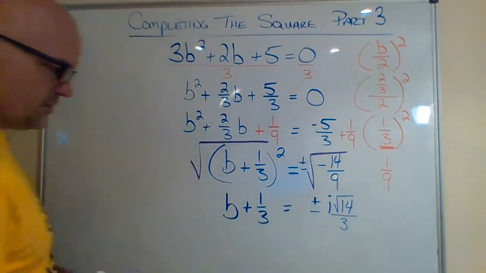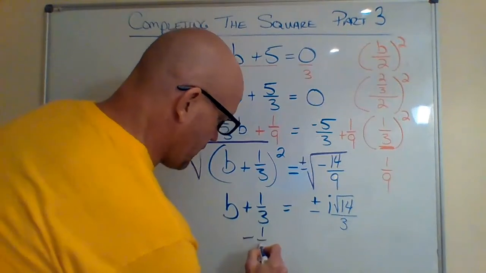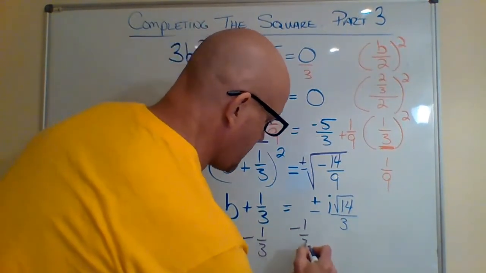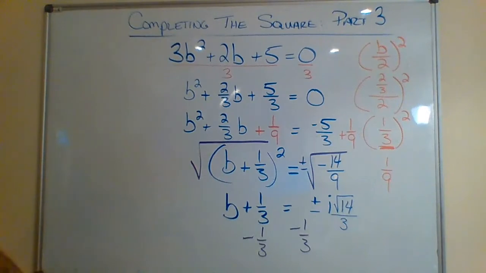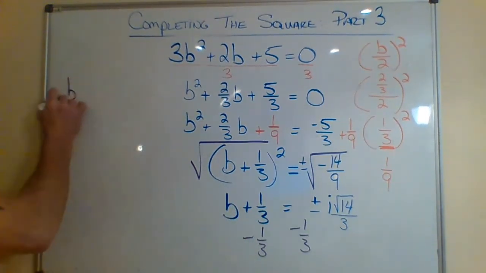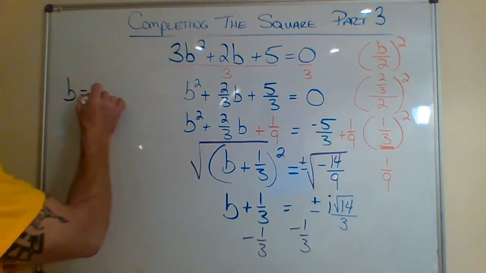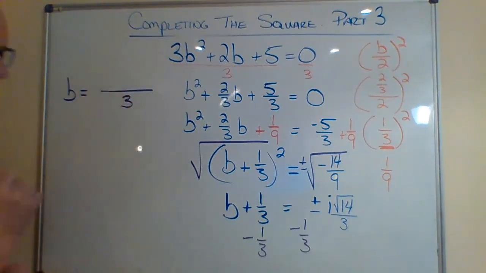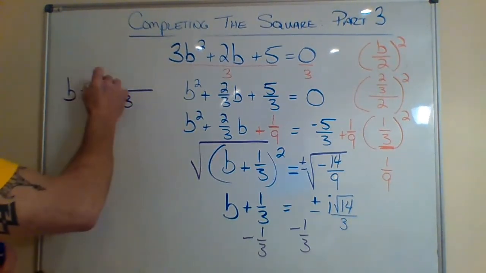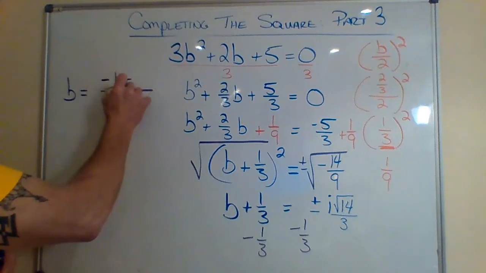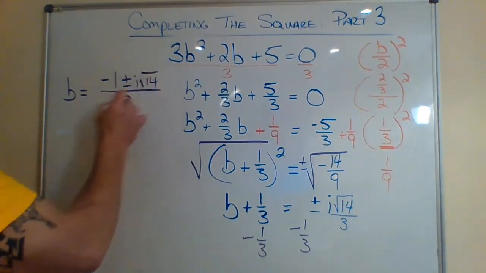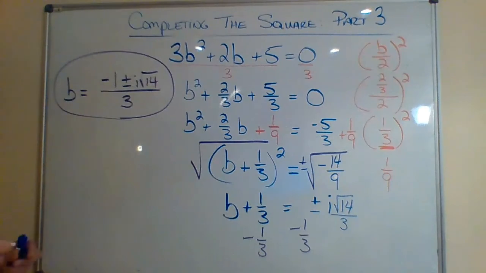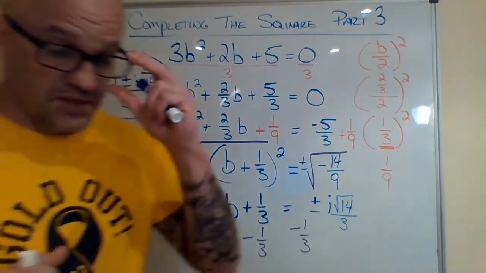So last thing to do would be to subtract 1/3 from both sides. That cannot be combined with that non-real number. So I'm going to come over here. My final answer, since they're both over 3, I'll put the whole thing over 3. I'm looking at negative 1 plus or minus i root 14. There's my answer.